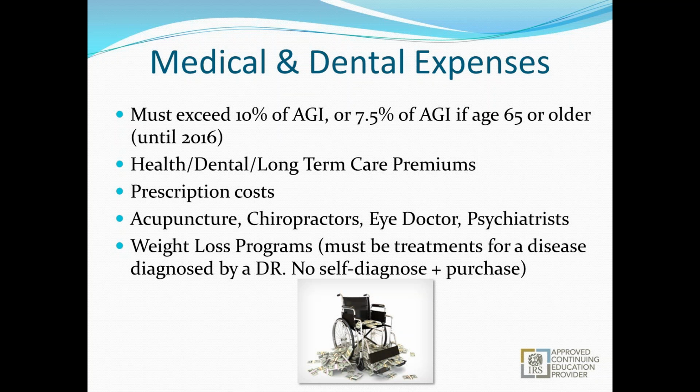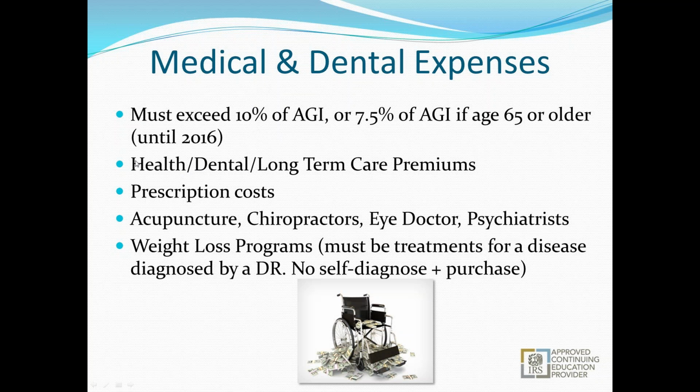If the person is age 65 or older and elderly, they get 7.5%, which is the old percentage that used to exist prior to the passage of the Patient Protection and Affordable Care Act, the Obamacare. They get that until 2016. 2017 onward, they will be back up to 10% like everybody else.